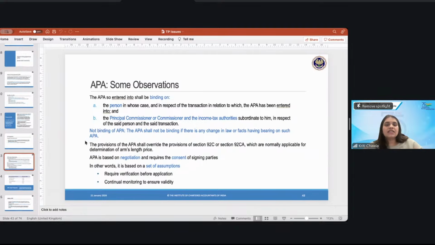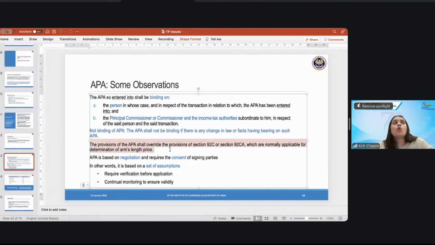Then what is very interesting is that the provisions of the APA shall override the provisions of Section 92C and Section 92CA also, which are for the determination of ALP. Now, Section 92C talks about the selection of the most appropriate method and the determination of ALP. And obviously, in APA, they actually negotiate and determine the method to be chosen for benchmarking. So the APA provisions will obviously override Section 92C. It will also override 92CA, which is a reference to the TPO. Because whatever is agreed with the tax authorities, this is what will be applicable.